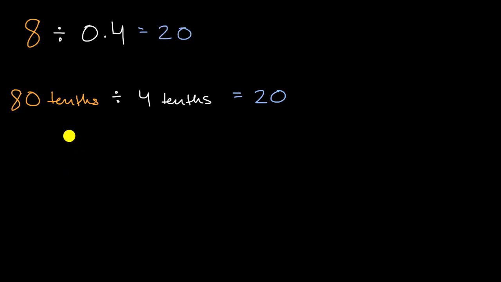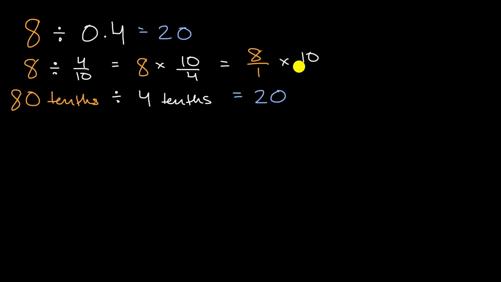Another way that we could have approached that is we could have thought about it in terms of fractions. We could have said, hey, 8 divided by 4/10ths, that's the same thing as 8 divided by 4/10ths. When you divide by a fraction, it's the same thing as multiplying by the reciprocal. So this is the same thing as 8 times 10 over 4, or you could view it as 8 over 1, 8 ones, times 10 over 4.